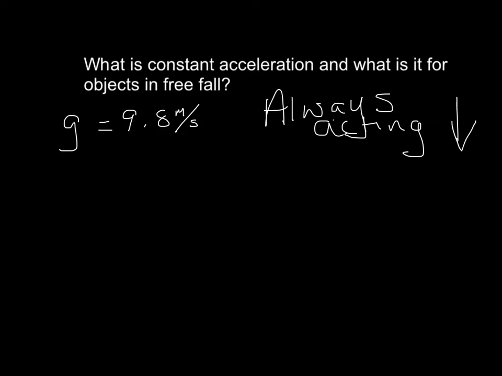Now, is gravity a universal constant? Well, everything that has mass does experience gravity, but this value of 9.8 meters per second squared is actually very unique to our Earth within our solar system. Other planets will have different masses and therefore will have different gravitational accelerations.